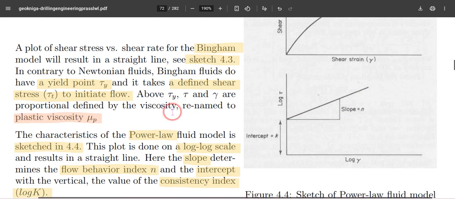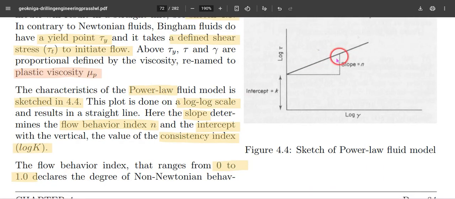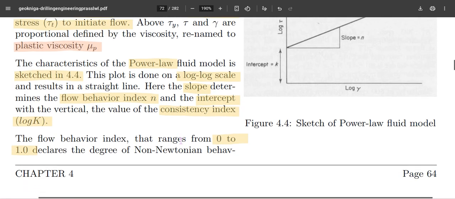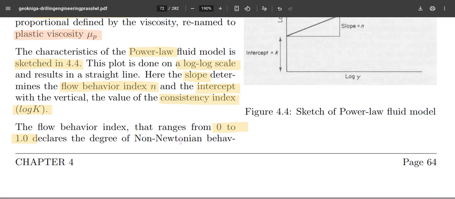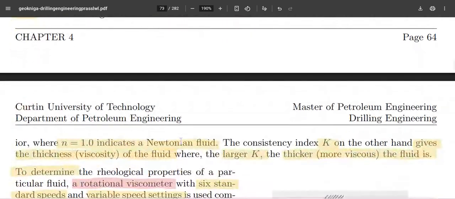So this n is termed the flow behavior index, and log k is termed the consistency index. This flow behavior index can take a value between 0 and 1. 1 is termed a Newtonian fluid, and between 0 and 1 is termed a non-Newtonian fluid. In a physics sense, k determines how thick the fluid will be. The larger the k, the thicker it is, and the more initial shear stress is required for the fluid to flow.